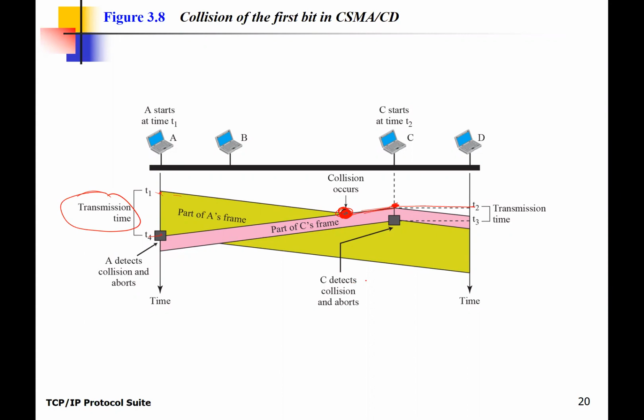So C detects there is a collision and aborts. Same thing, A will detect the collision and terminate here. Now the question for you: if A sends the data and finishes sending, and then C sends data after I already finished, then in the middle a collision happened because C sent after me, but I finished early. So in this case, what's going to happen here?